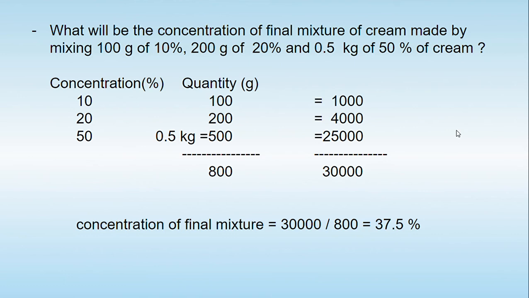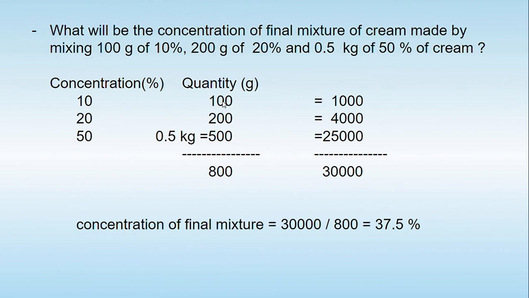What will be the final concentration of the mixture made by mixing 100 grams of 10%, 200 grams of 20%, and 0.5 kilogram of 50%? So I will take the first concentrations 10, 20, and 50. How much for the 10? 100. How much for the 20? 200. I keep over here. How much for 50? Yes, it's 0.5 kilogram. Wait for a while. Convert into the same unit. So 0.5 kilogram is 500 grams. So I write over here. If I make the total of all these quantities, that's 100 plus 200 plus 500, it will be 800.